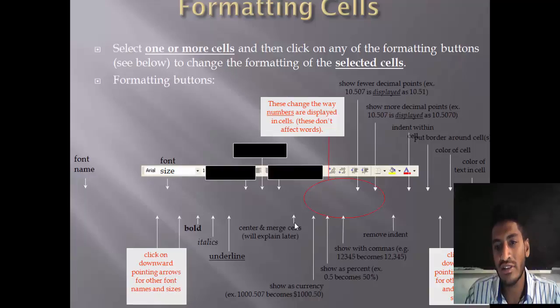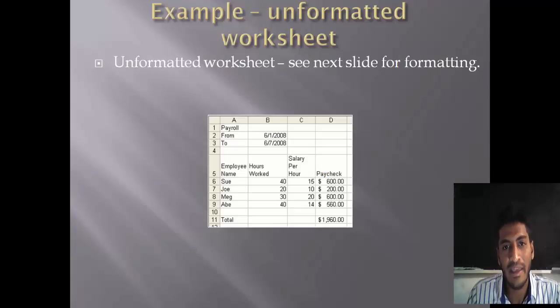Put the border around the cell, change the color of a cell, and color the text in a cell. Click the downward-pointing arrows for the colors and border styles. Example for an unformatted worksheet. See the next slide for the formatting.